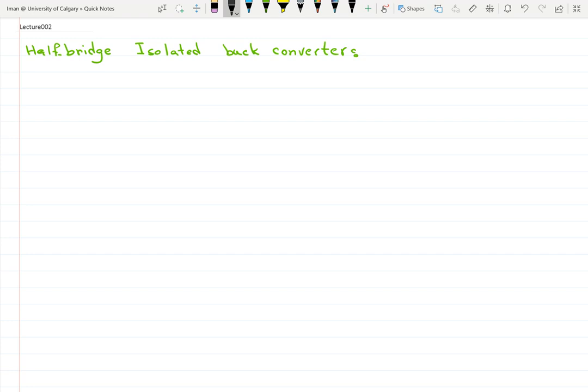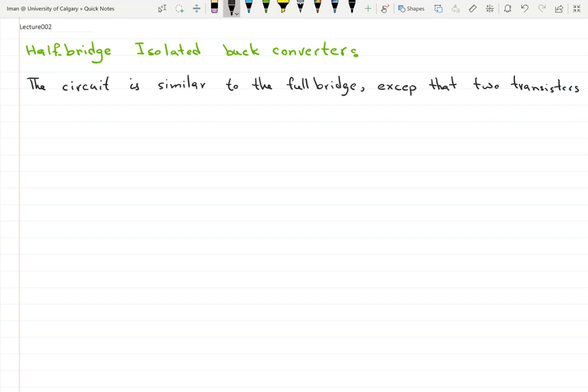Okay, so the circuit is similar to the full bridge, except that two transistors and their anti-parallel diodes are replaced by two capacitors.